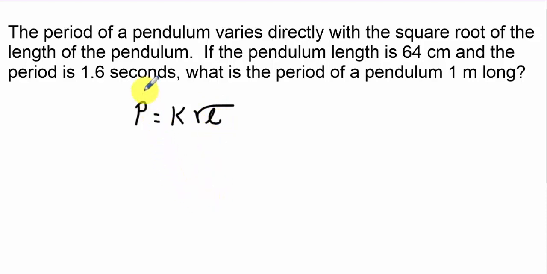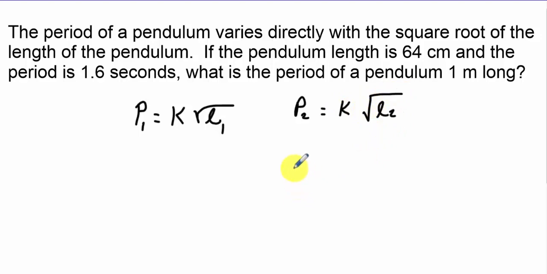Now, in all of these problems, you either have a singular situation in which you're asked to solve for a constant, or you have two situations, in which case you can solve this problem in kind of a unique way. So they tell you the length of the pendulum is 64 centimeters and the period is 1.6 seconds, and then they ask what's the period if the pendulum's a meter long. So this is a two scenario situation. So in theory, I have the first scenario and then I have a second scenario here.